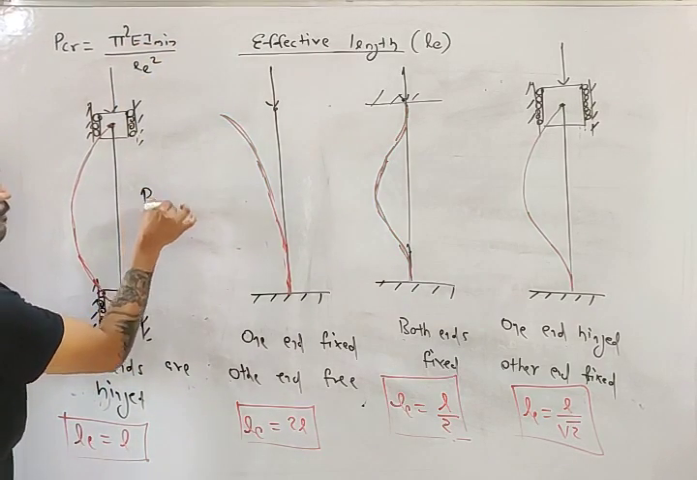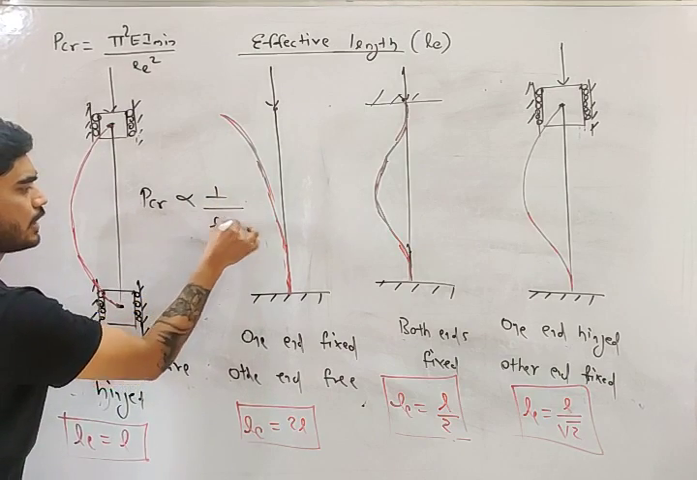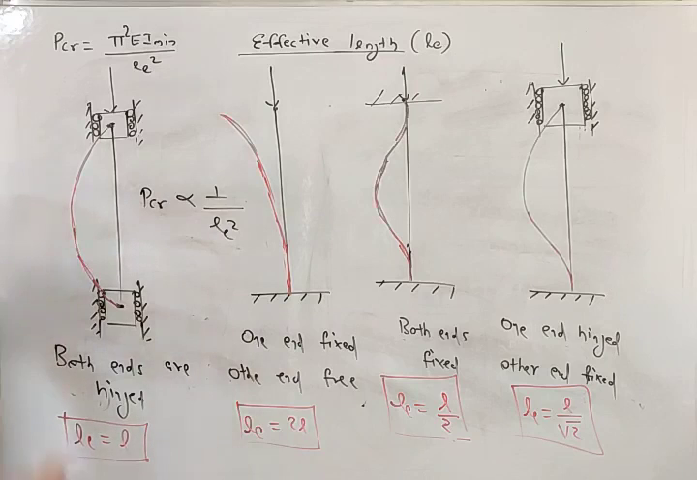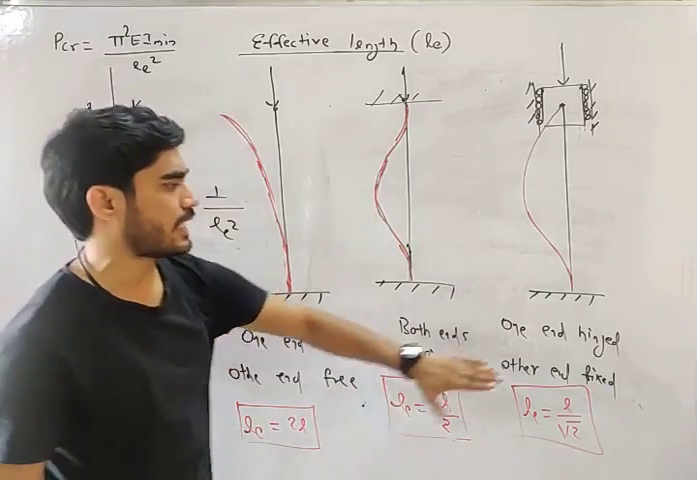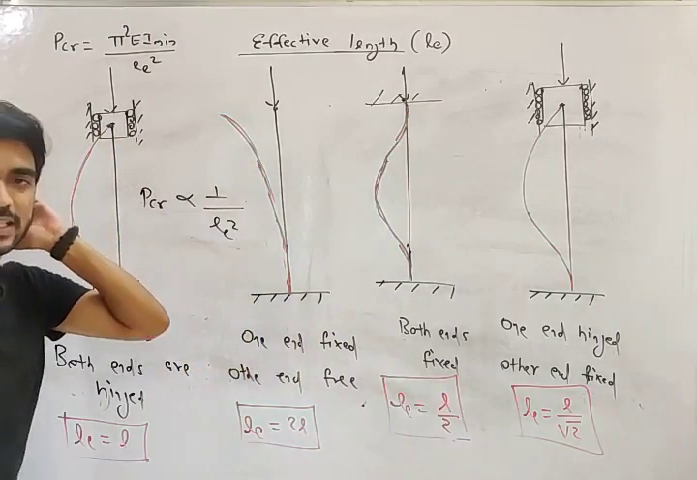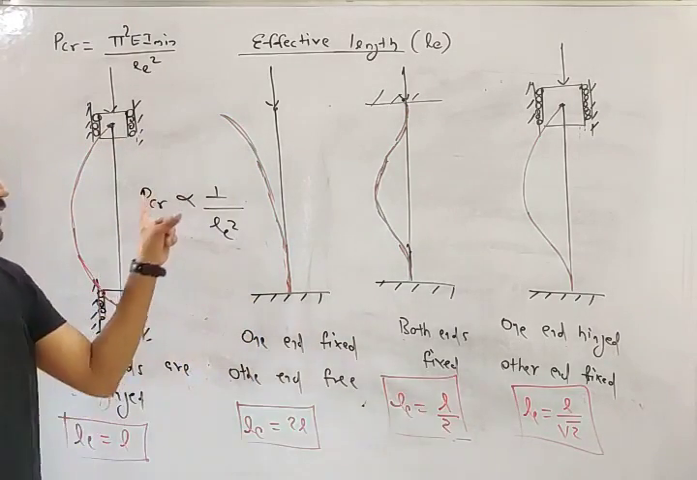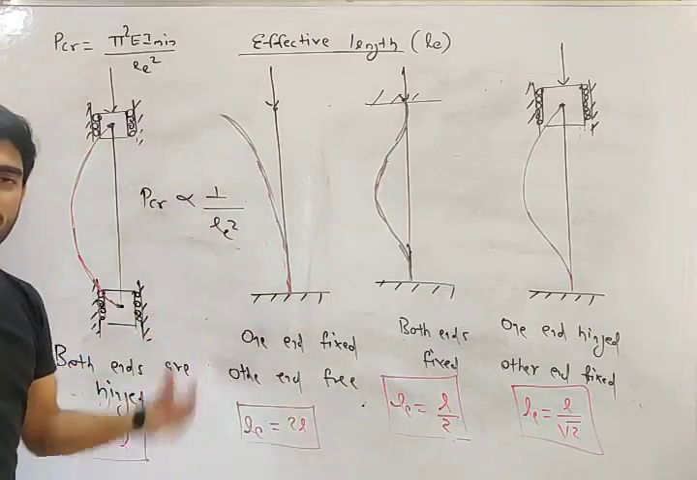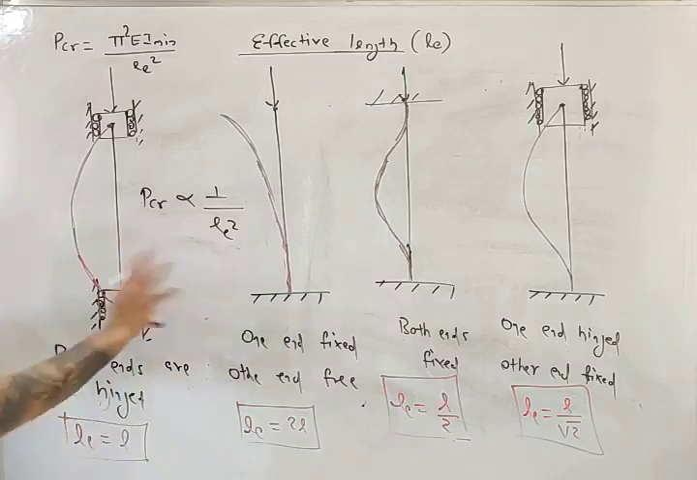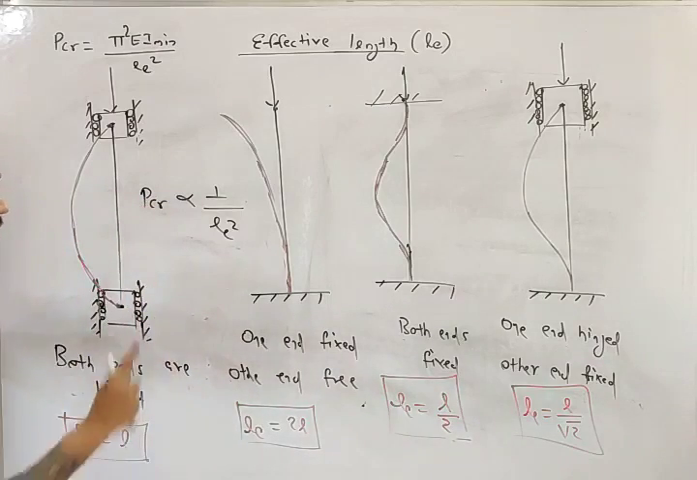So P critical, my friend, is inversely proportional to LE square. So if LE is more, P critical is less. If LE is less, P critical is more. Now, logically tell me, without looking at this, in which case P critical will be less. Means which column will easily buckle, which column will buckle first. In all four conditions, just apply common sense and tell me which column will buckle first.